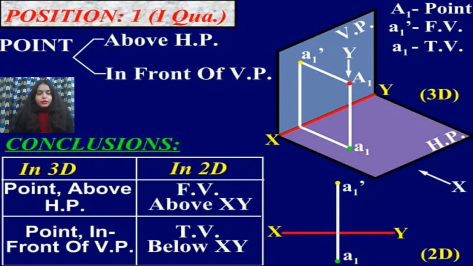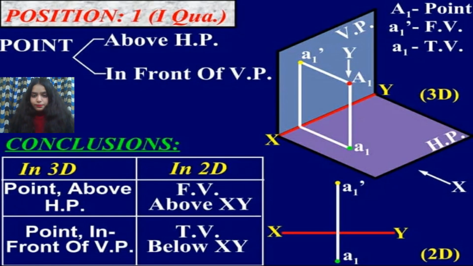Okay, so let's have our position number 1, the first quadrant. Now look at the point where we are locating the point. It is above HP and in front of VP. So this is the first quadrant. Yes, you defined it right.